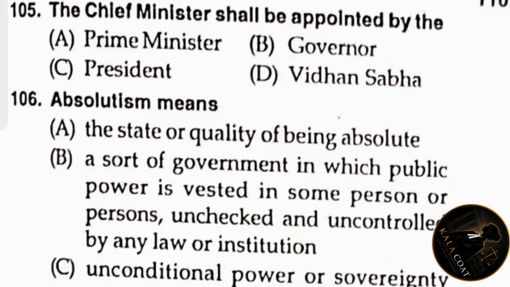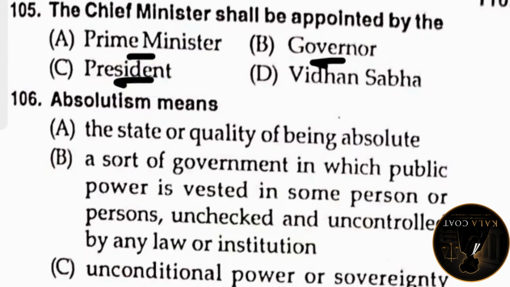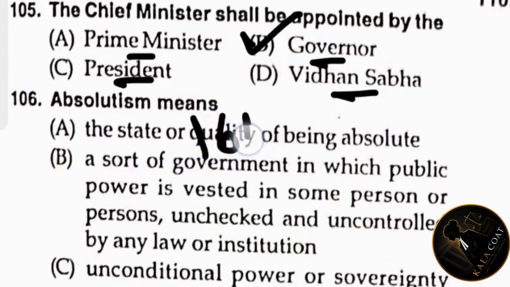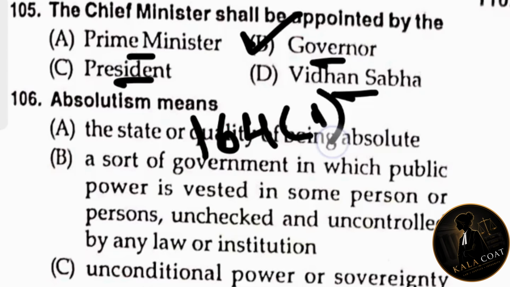Question number 105. The Chief Minister shall be appointed by the Prime Minister, Governor, President or Vidhan Sabha. Correct answer is by the Governor under Article 164 Clause 1 of the Indian Constitution.